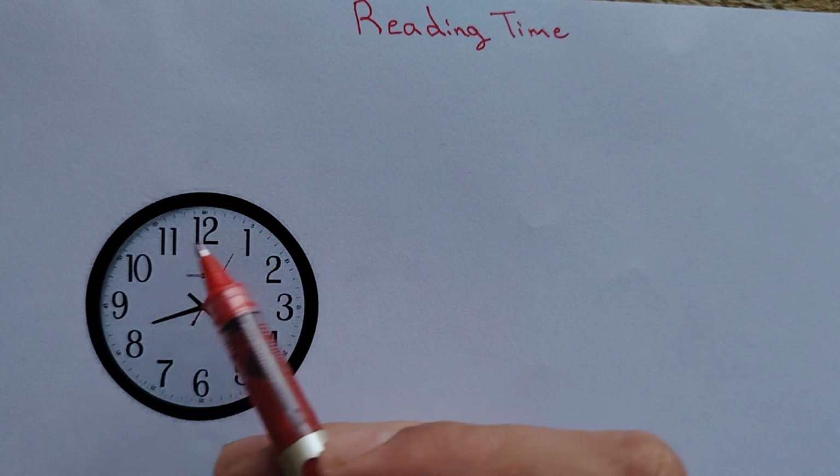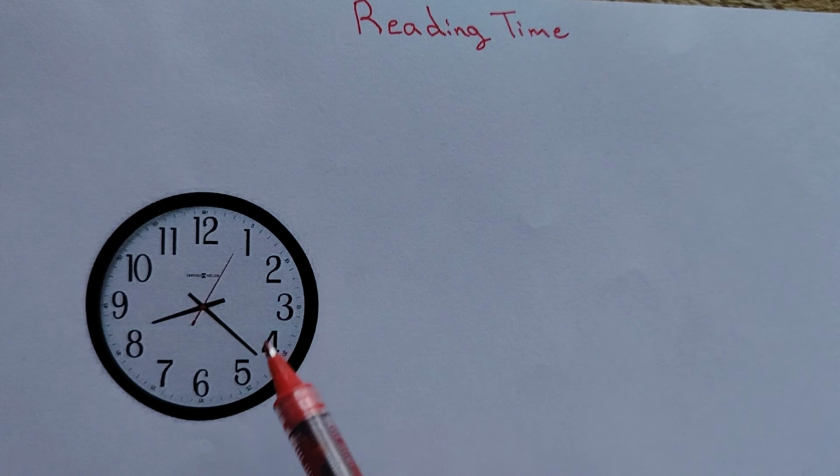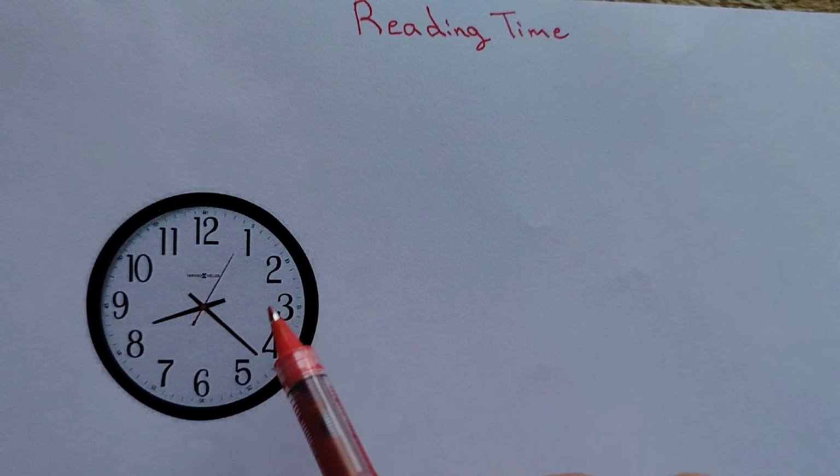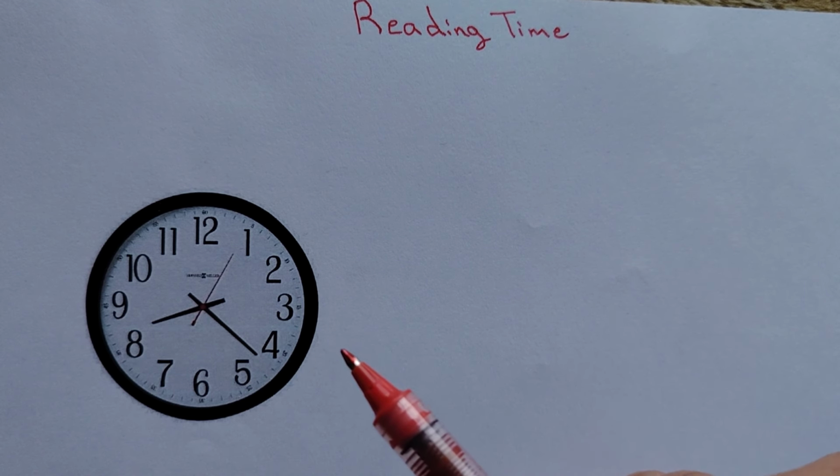We have 12 numbers on the clock. Each number represents an hour. So we have 12 hours on the clock. The hour hand tells us what hour it is.